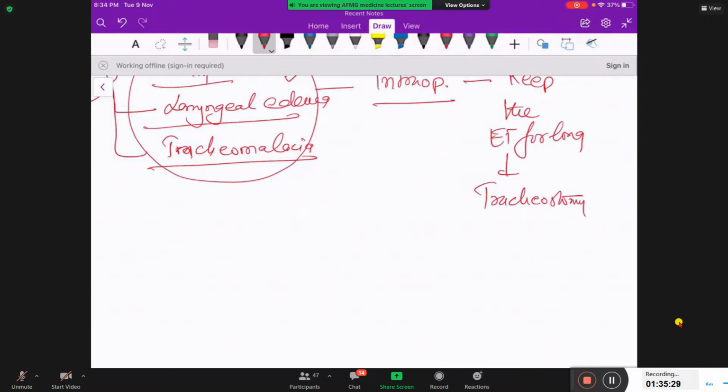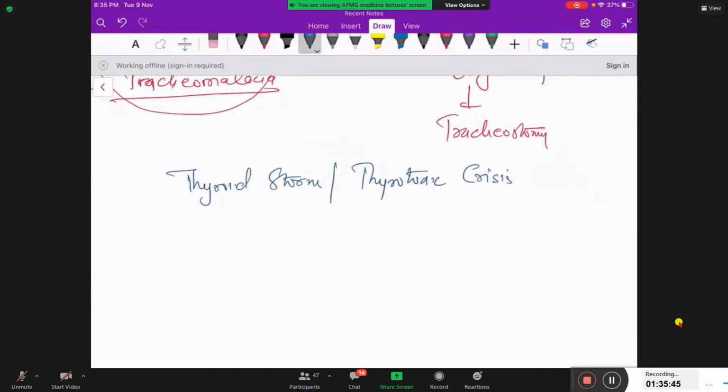Then there can be another early complication in thyroid surgery, which is called thyroid storm or thyrotoxic crisis. What is this thyroid storm or thyrotoxic crisis?